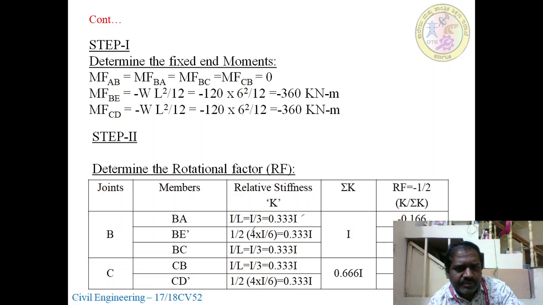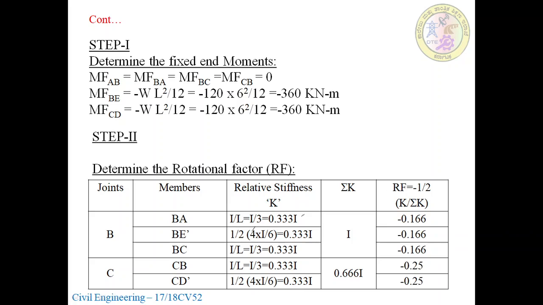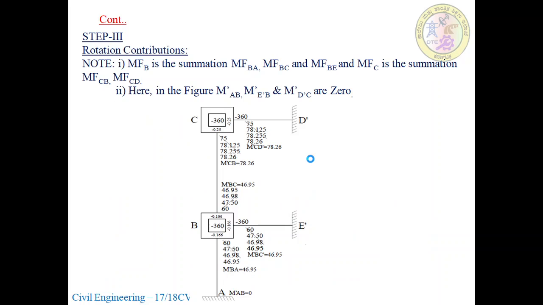So in the next step, we have to calculate the MFB. Here the MFB is the summation of MFBA, BC and BE, and for MFC, it is the summation of MCB and MCD: minus 360 plus 0, you will get minus 360. So these are the rotation factors. These three are the rotation factors.